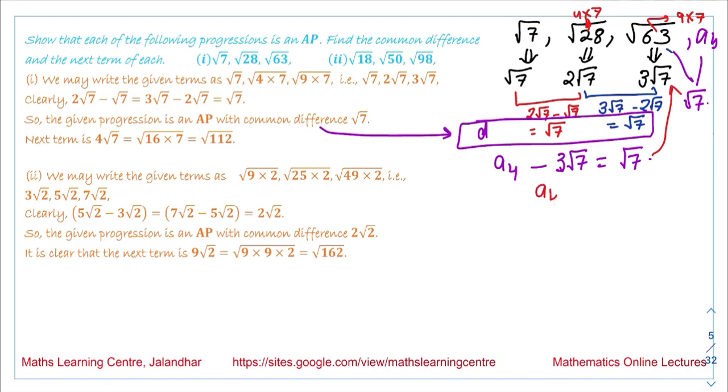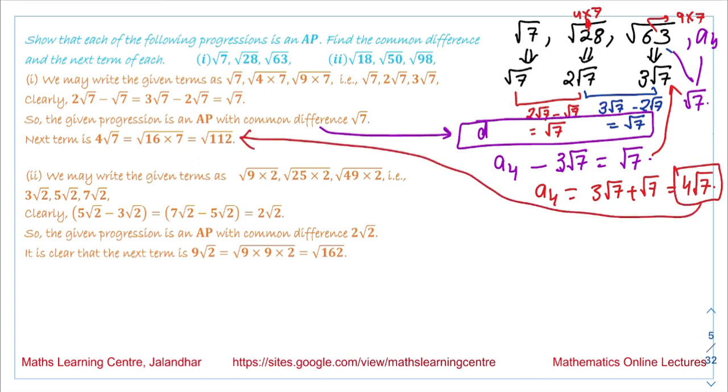So the value of A4 we get is 3 root 7 plus square root of 7, that is equal to 4 square root of 7. So this is our next term, and you can leave the answer up to this, or you can write it in the form square root of 112.